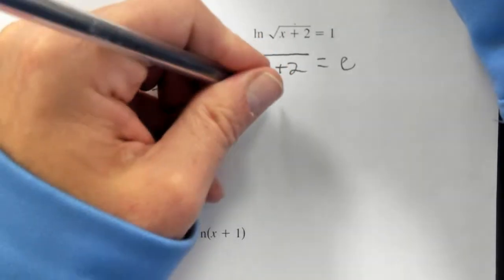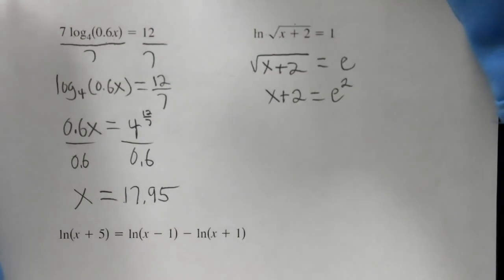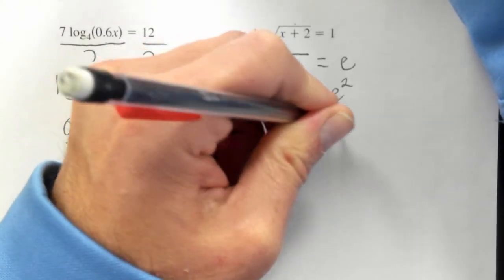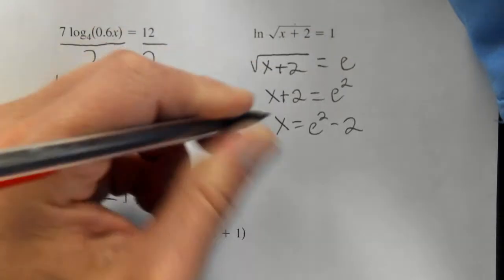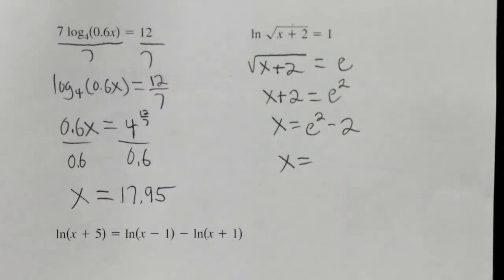So squaring both sides gets the x from under the square root, and that's going to be equal to e squared. Okay? So from here, we can go ahead and subtract 2. So my x is going to be equal to e squared minus 2. And once again, it's calculator time.